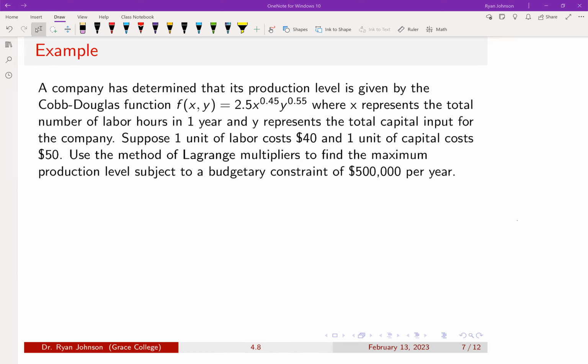where x represents the total number of labor hours in 1 year, and y represents the total capital input for the company. So capital input would be like different technology stuff they've bought to help their laborers work faster. Suppose 1 unit of labor costs $40 and 1 unit of capital costs $50. Use the method of Lagrange multipliers to find the maximum production level subject to a budgetary constraint of $500,000 per year.